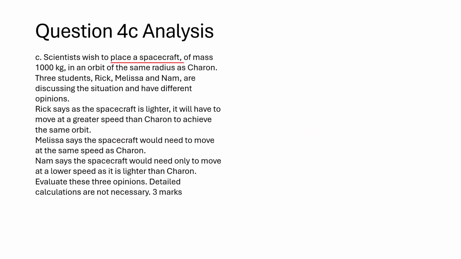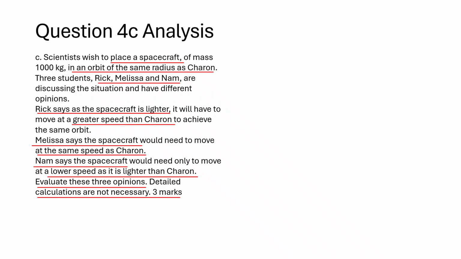Scientists wish to place a spacecraft of mass 1,000 kilograms in an orbit of the same radius as Charon. 3 students, Rick, Melissa and Naam, are discussing the situation and have different opinions. Rick says as the spacecraft is lighter, it will have to move at a greater speed than Charon to achieve the same orbit. Melissa says the spacecraft would need to move at the same speed as Charon. Naam says the spacecraft would need only to move at a lower speed, as it is lighter than Charon. Evaluate these 3 opinions. Detailed calculations are not necessary.